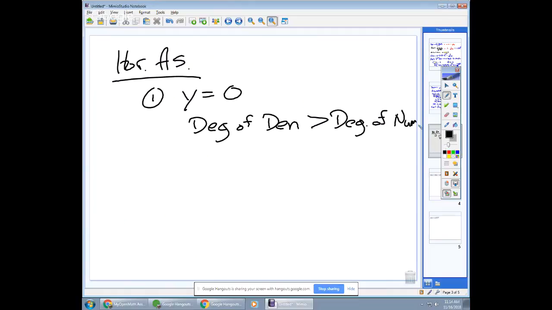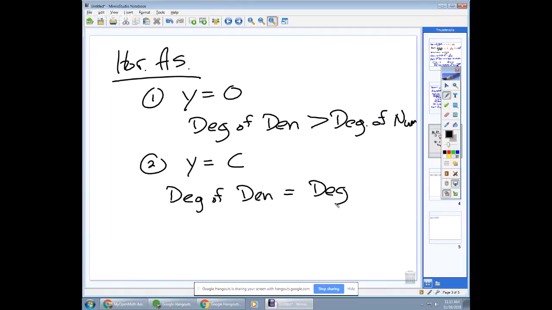Other things that happen, it could be some other constant besides 0, if the degree of the denominator equals the degree of the numerator. We'll take a look at that case in a little bit. So those are the only times you're going to get a horizontal asymptote.